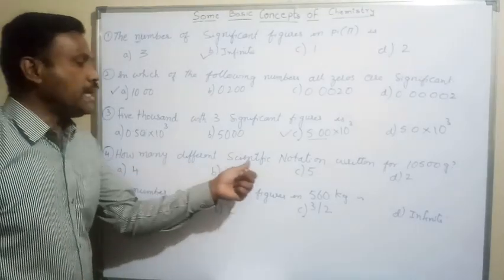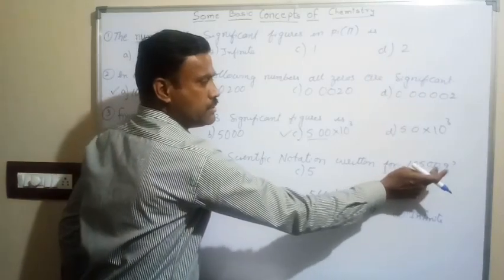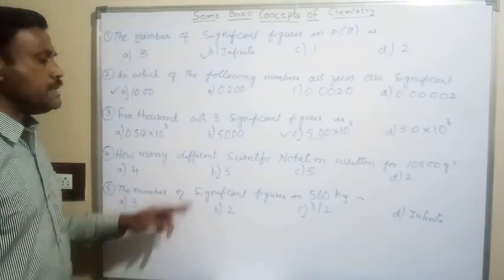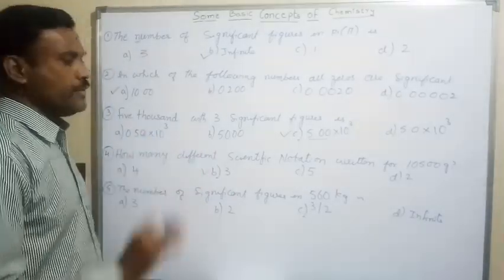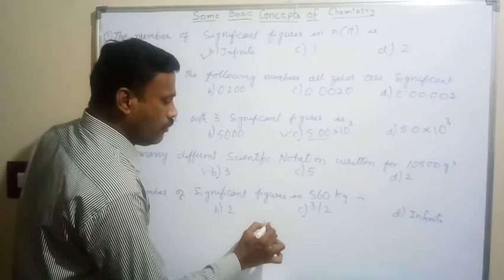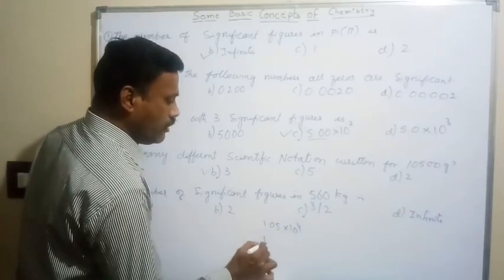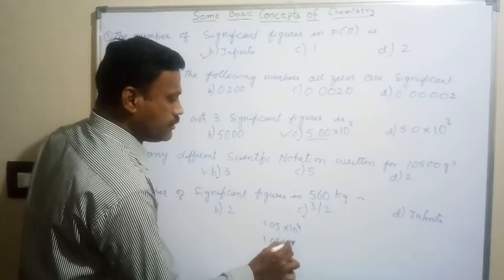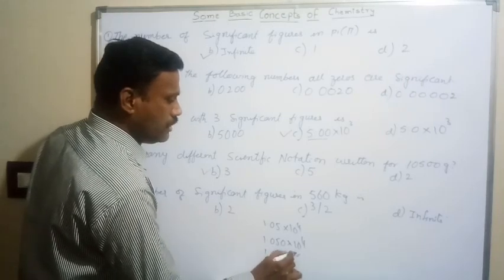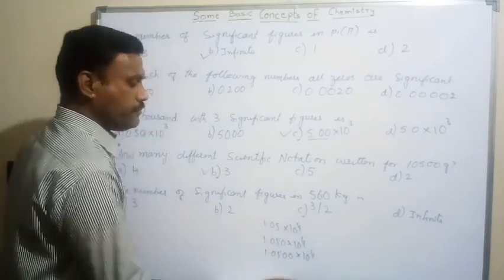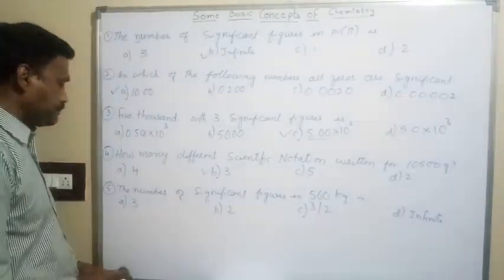How many different scientific notations can be written for 10500 grams? So it is option B, 3 different scientific notations. Like we can write 1.05 into 10 to the power of 4, 1.050 into 10 to the power of 4, 1.0500 into 10 to the power of 4. So there are 3 scientific notations.